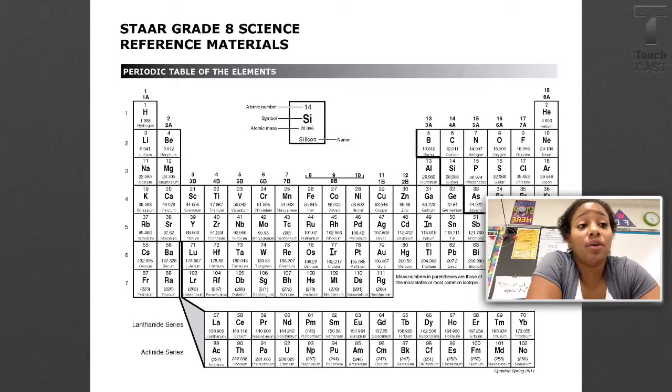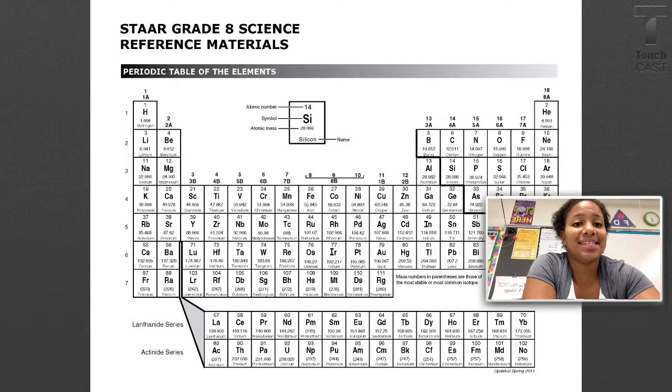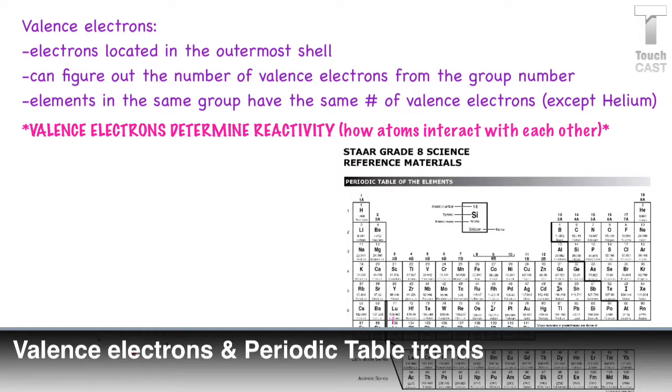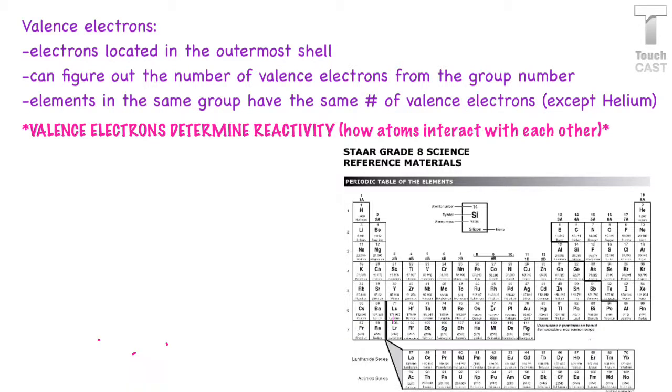In your last video, you learned about the arrangement of the periodic table and how it is placed in rows, which we call periods, and columns, which we call groups. In this video, we will be looking again at valence electrons as well as trends that we can see as we look on the periodic table.